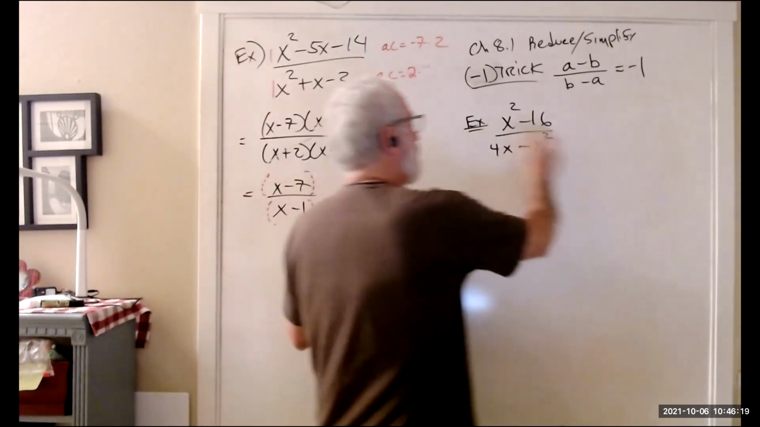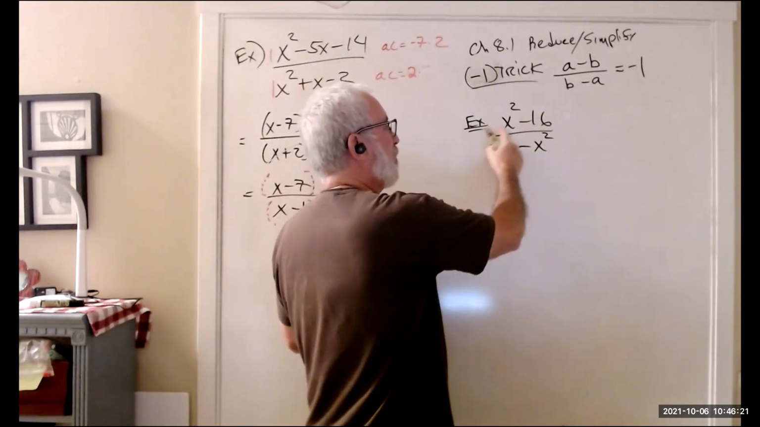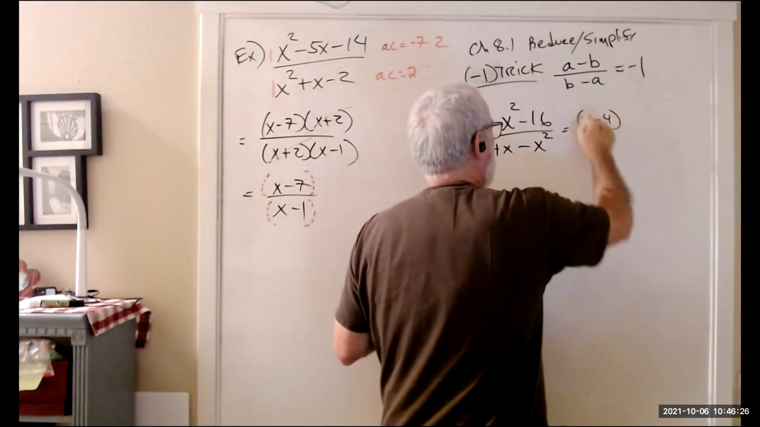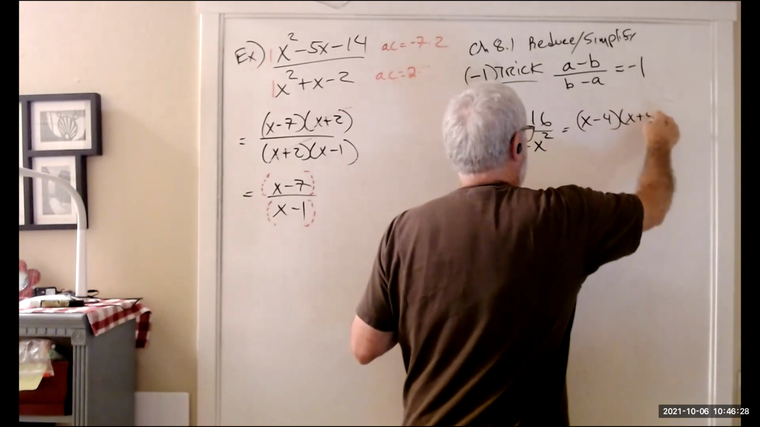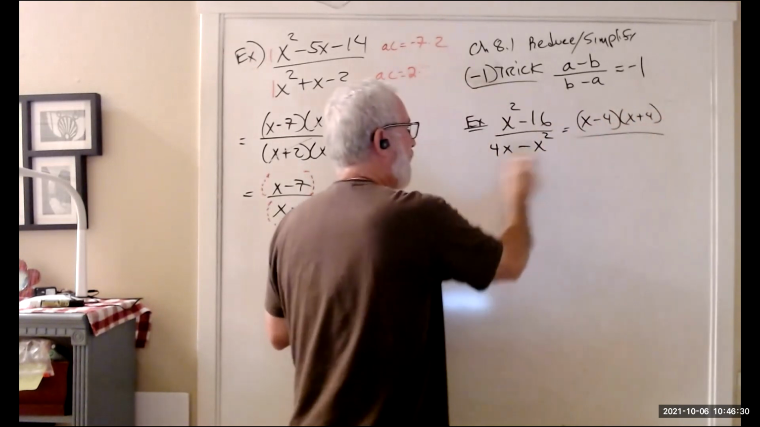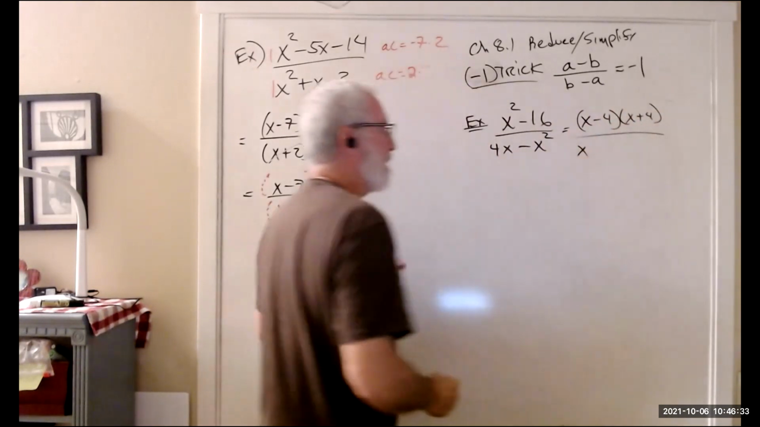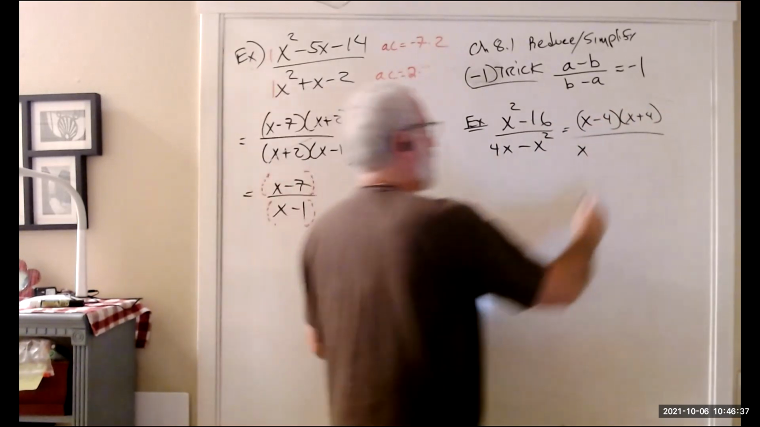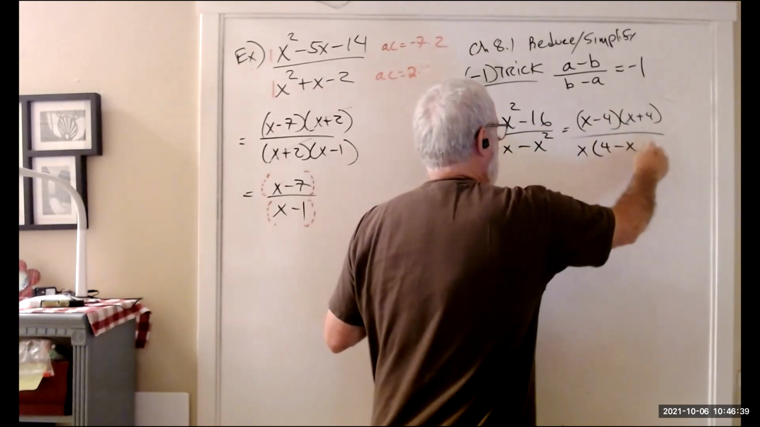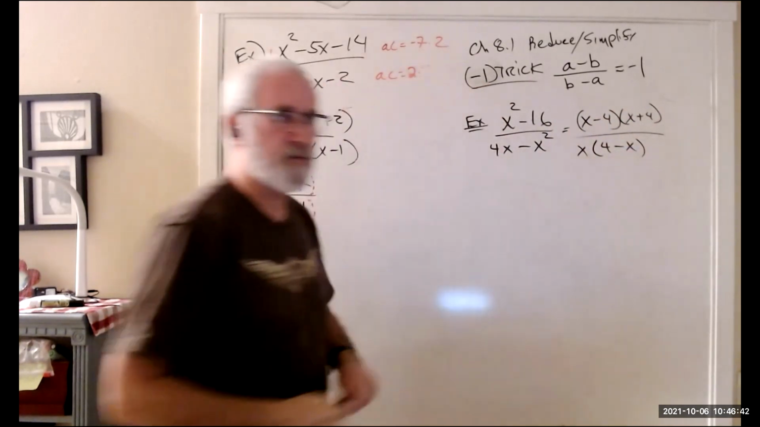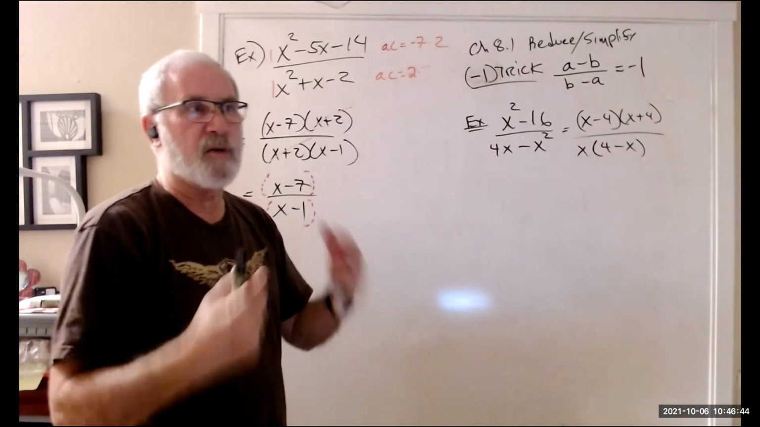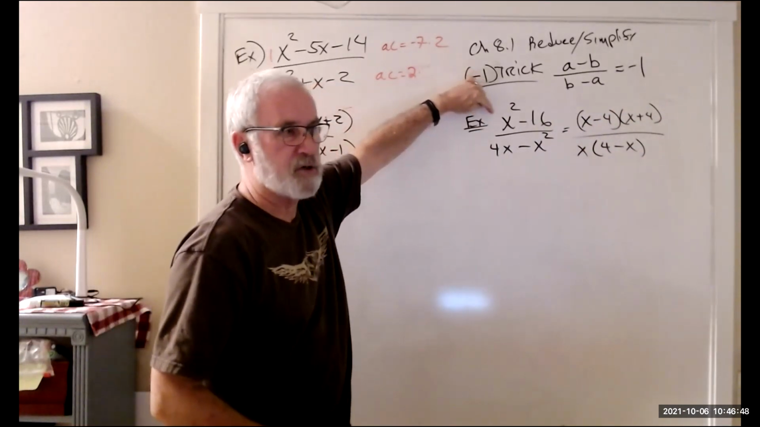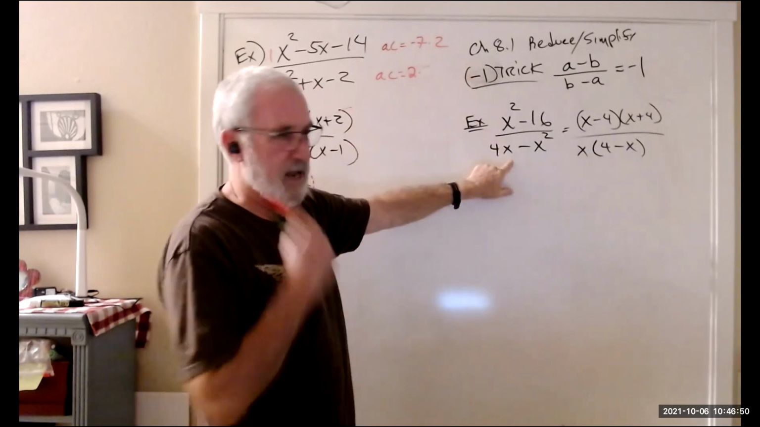Okay, the top is a DOS problem. It's a difference of two squares. So we can factor this as x minus 4, x plus 4. That was easy. The bottom, they have an x in common. So when we factor out an x, we end up with 4 minus x. So that's the first step. You had to factor completely. The top was a DOS, difference of two squares. The bottom was x in common.